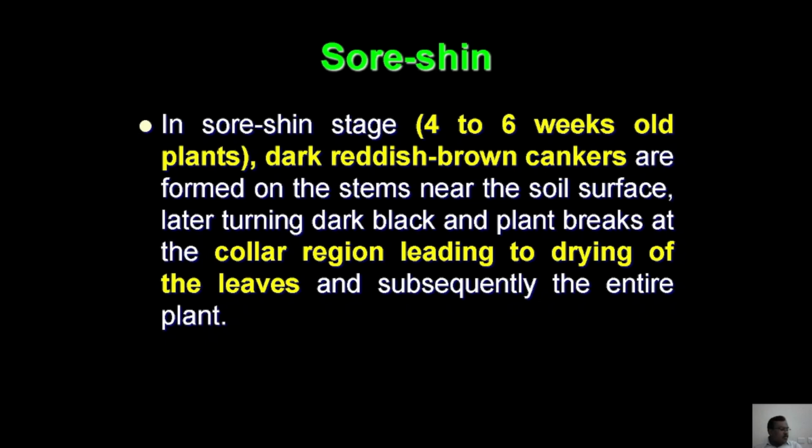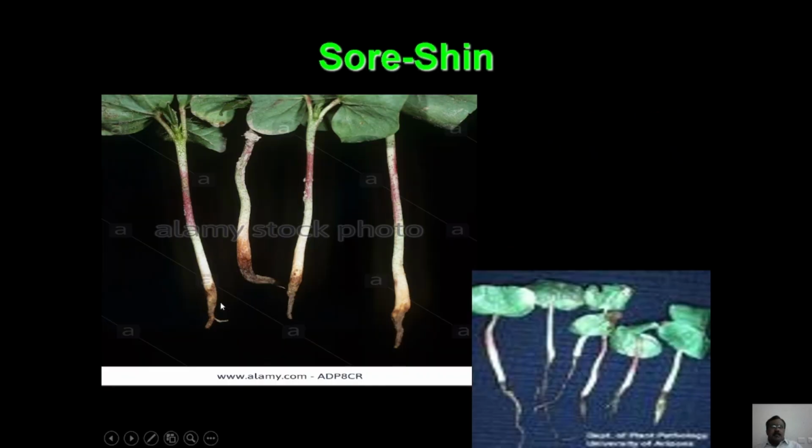The pathogen is known to produce dark reddish brown cankers at the stem near the soil level, which turn into dark black, and due to infection at the basal level the plant breaks off at the point of infection, leaving the entire plant dry and completely dead after some time, which is referred to as shin symptom. This is the typical shin symptom produced on the infected seedlings.